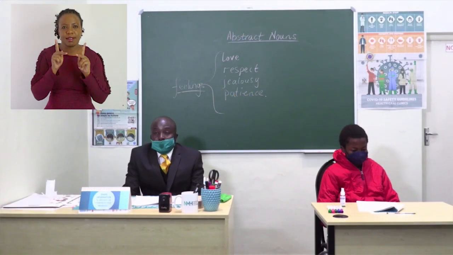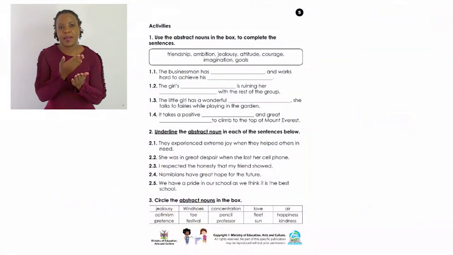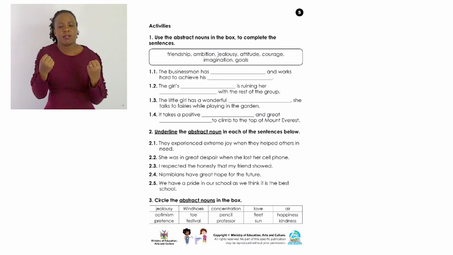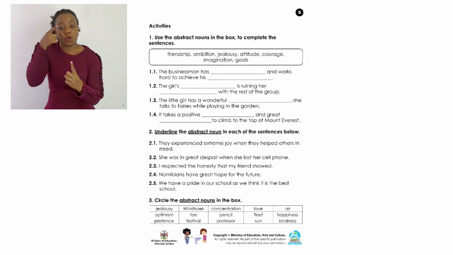Right, boys and girls, let us turn to page 5. We want to look at the activities, something that we can do using abstract nouns. Activity number 1, use the abstract nouns in the box to complete the sentences. I'm only going to give one example and then the rest you do on your own. But before that, let me read the words. We have friendship, ambition, jealousy, attitude, courage, imagination, and goals.